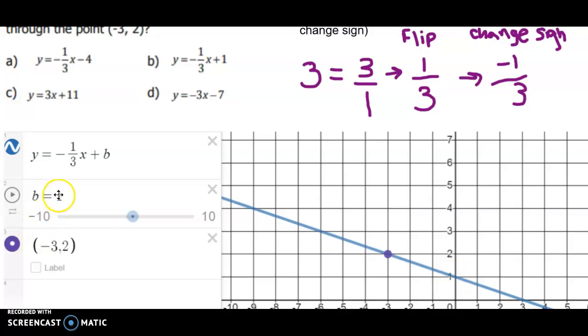So I can see that my y-intercept is 1. I said slope, I'm sorry, my y-intercept is 1. So my answer would be B. But because we know that my slope is negative 1 over 3, if you forget to do this, you can just type in these answer choices and the point and see which one of those lines would cross through your point.